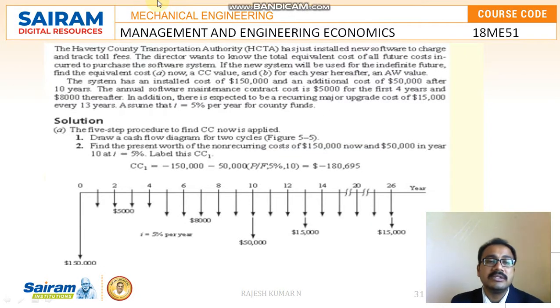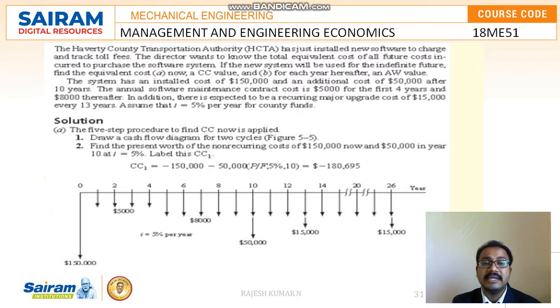The Havarti County Transportation Authority, in short HCTA, has just installed new software to charge and track toll fees. The director wants to know the total equivalent cost of all future costs incurred to purchase a software system. If the new system will be used for the indefinite future, find the equivalent cost: number one, a capital cost value, and for B, for each year hereafter, an annual worth value.